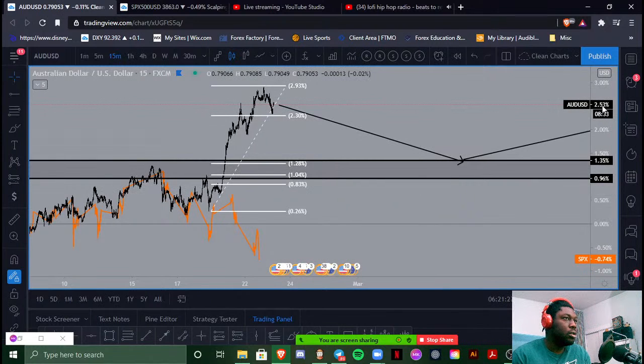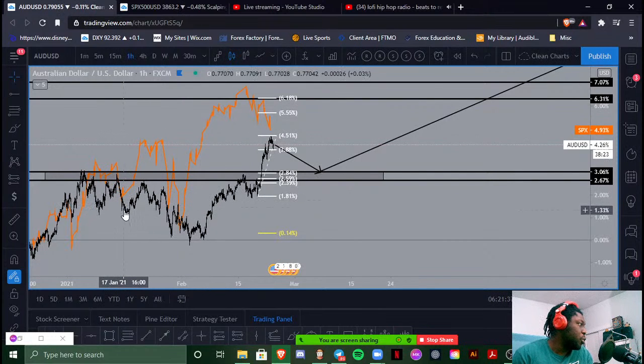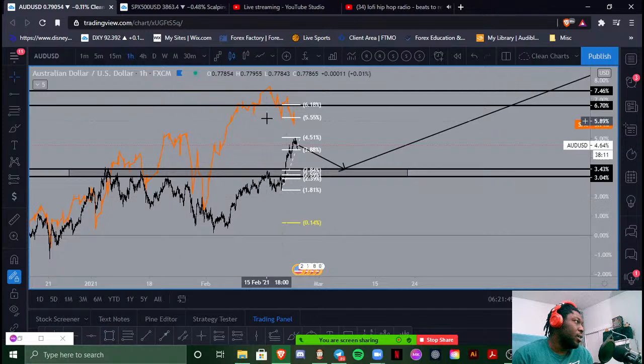Can I not zoom out? There we go. So we could see a very massive difference. Almost the same structure, because when price was going bullish, AUD USD was going bullish, and when price was dropping, AUD USD was dropping as well. So we could see some correlation, but then yesterday price was dropping while this was rising.